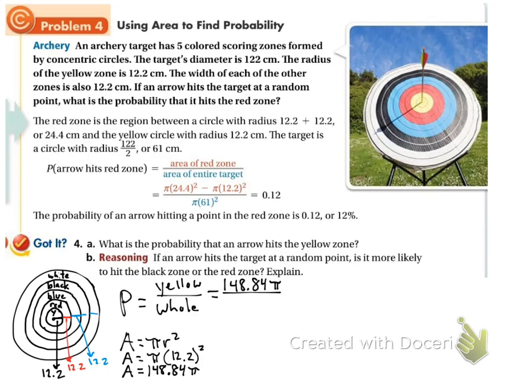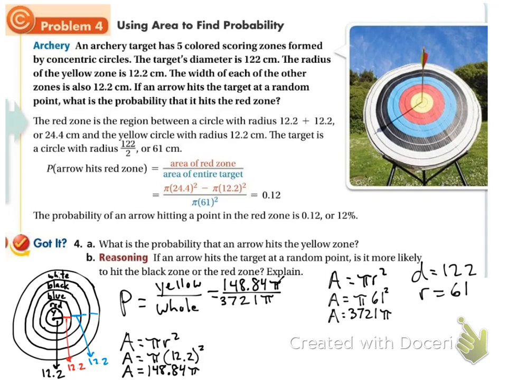And then I need to find the area of the whole thing. Well, our paragraph up here said that the diameter is 122 centimeters. So I need to figure out what the radius is. Remember, the radius is half of that, right? So the radius is 61 centimeters then. So area equals pi 61 squared. Again, I'm going to leave pi in my answer. 61 squared is 3,721. So I stick that on the bottom.